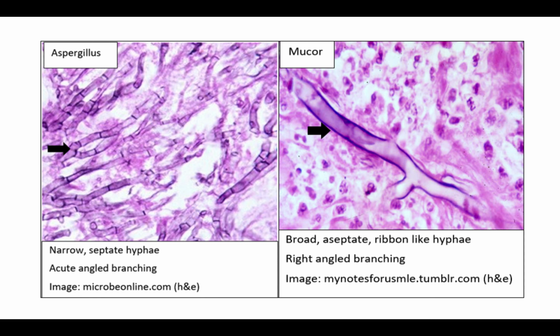Again, just another set of pictures to help compare and contrast. Here we can really appreciate the differences in the thickness of the hyphae, with Aspergillus having thinner hyphae, the lack of septations in Mucor and the abundance of septations in the Aspergillus.